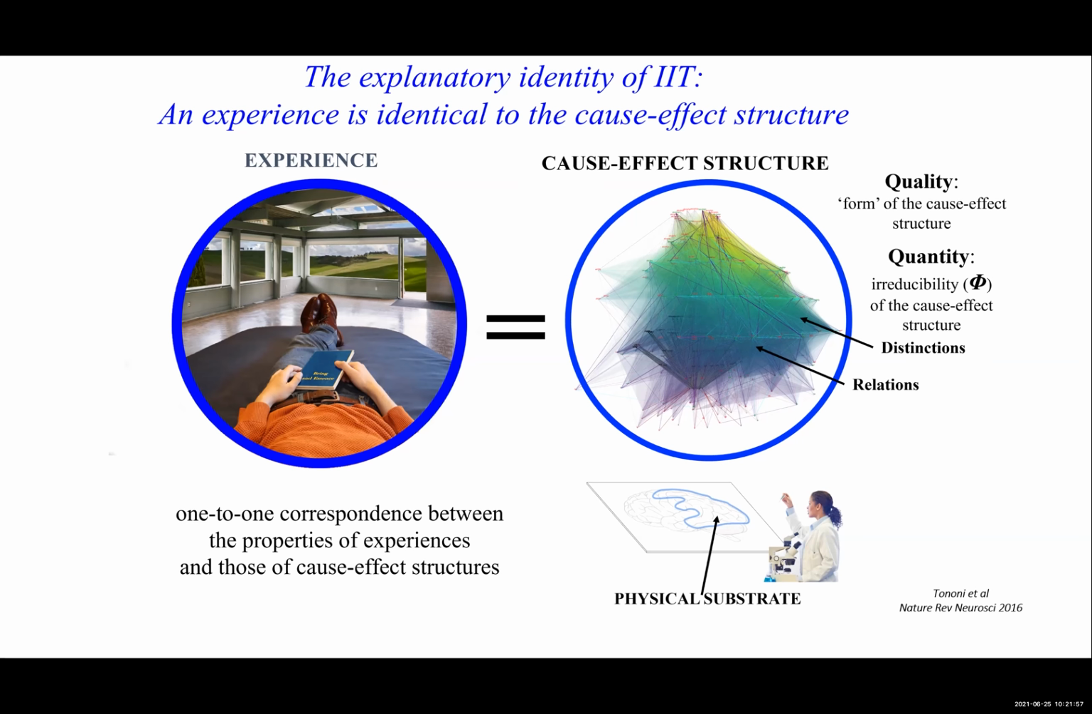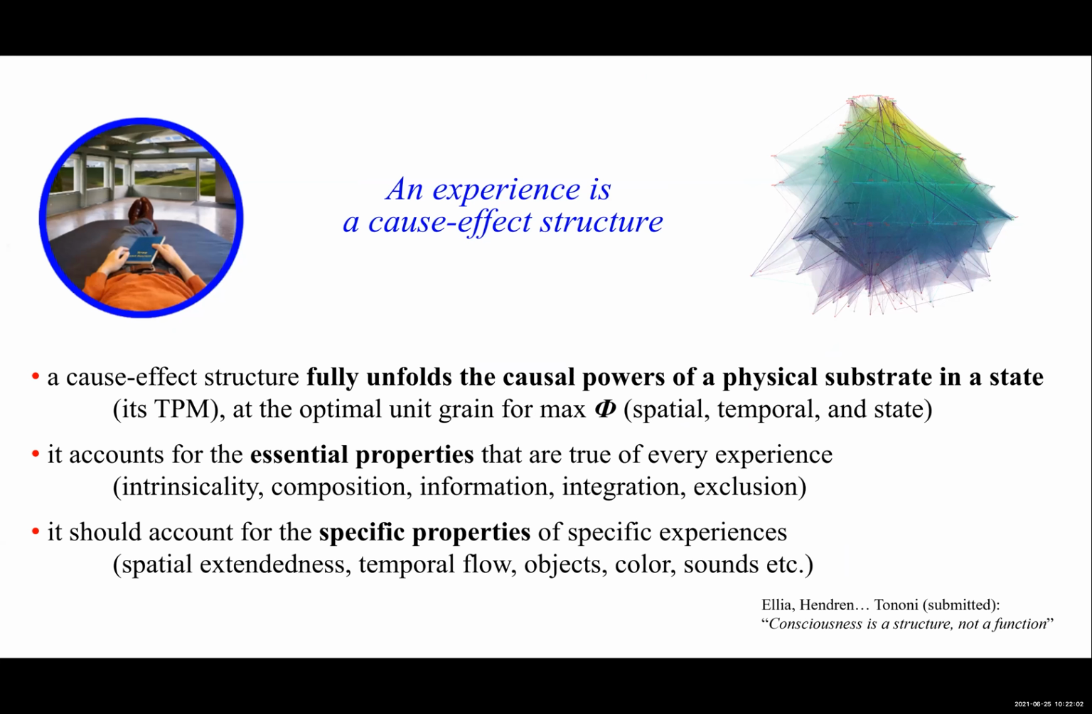So now let me just summarize all of this by saying that a cause-effect structure fully unfolds the causal powers of a physical substrate and a state. Think a bunch of neurons, some on and some off somewhere in the brain, based on that operationalization, which is the transition probability matrix. And it does so at the optimal unit grain that maximizes existence, phi. It accounts then for the essential properties that are true of every experience: intrinsicality, composition, information, integration, and exclusion. And if the theory is right, it should account also for the specific properties of specific experiences with no further ingredients added. That is for how space feels, time flows, and so on and so forth.